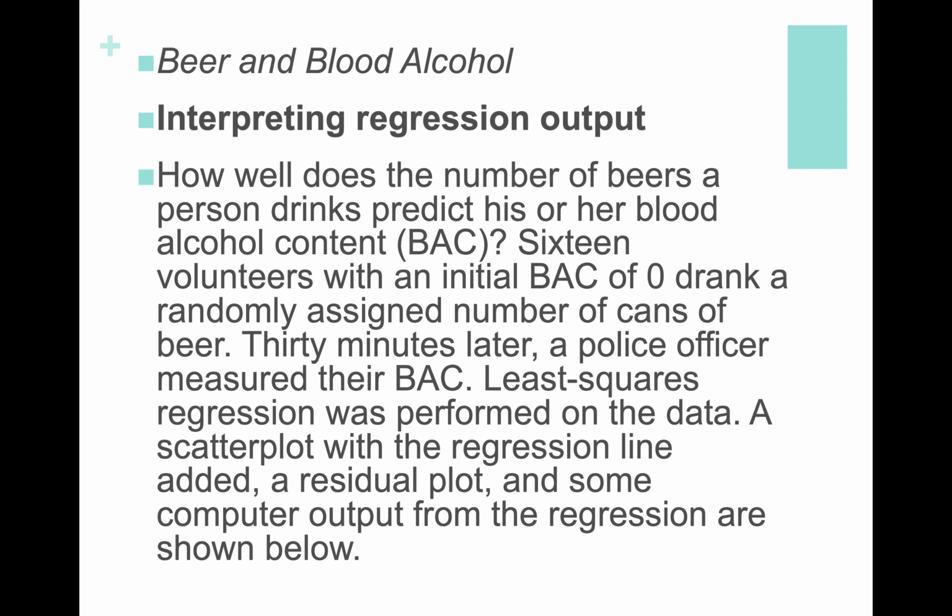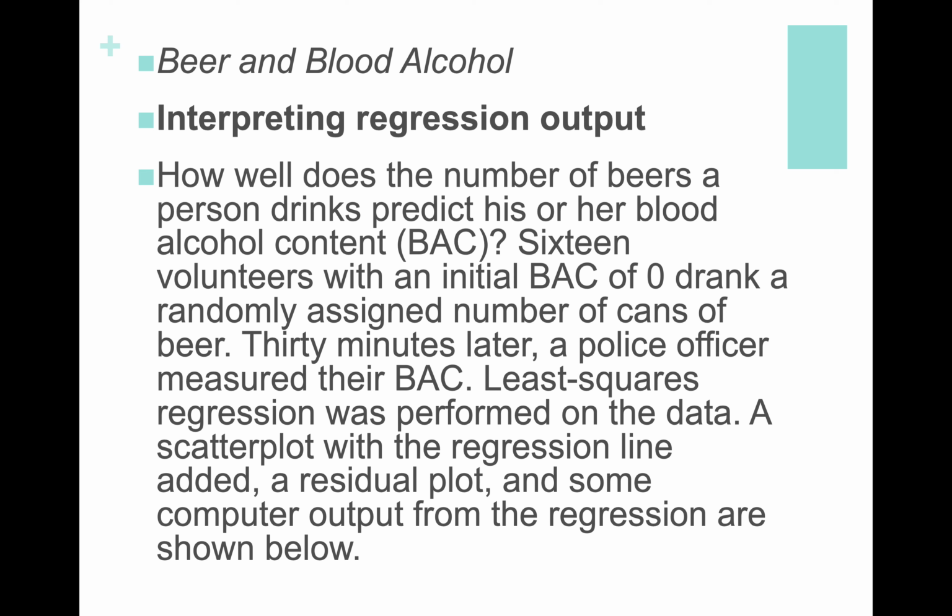Okay, let's talk about interpreting regression output. So how well does the number of beers a person drinks predict his or her blood alcohol content? 16 volunteers with an initial blood alcohol content of 0 drank a randomly assigned number of cans of beer. 30 minutes later, a police officer measured their BAC. Least squares regression was performed on the data.